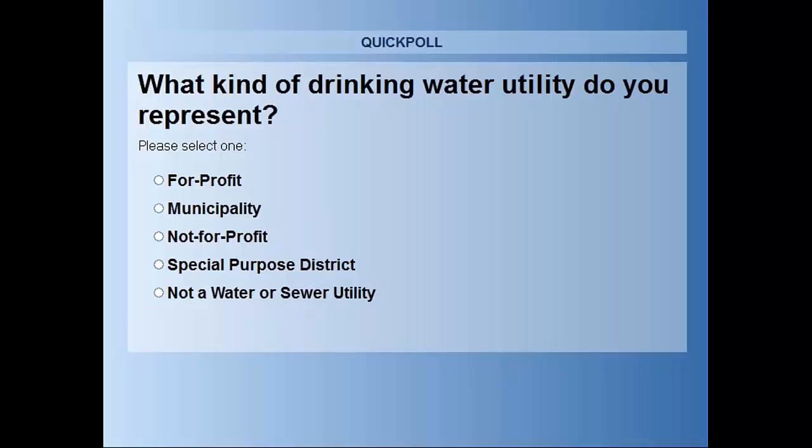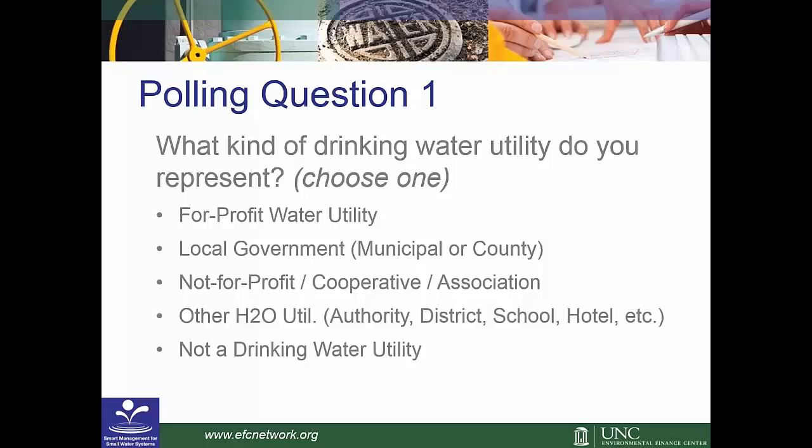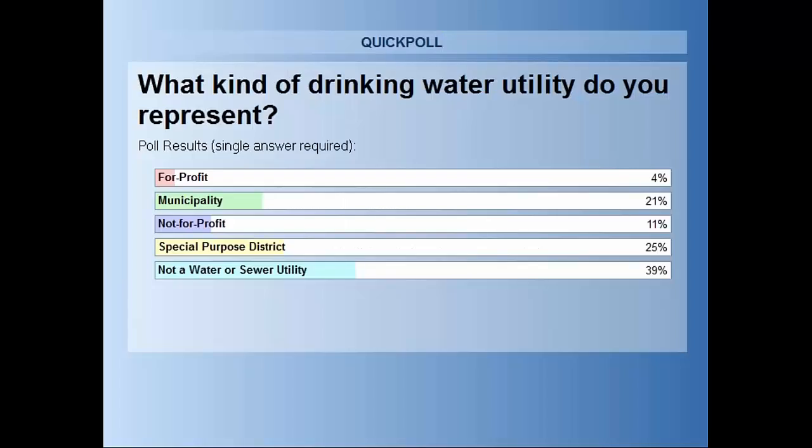So it looks like a considerable majority of you have voted now. So Laura, why don't we go ahead and show those results on the screen. Great, and we can see that there are a lot of you who are not directly from water utilities, but I bet you work closely with them. Quite a few of you are from local governments, municipalities, counties, and also quite a few of you are from special purpose districts. Nice to see some from all of the different categories, a good mix.